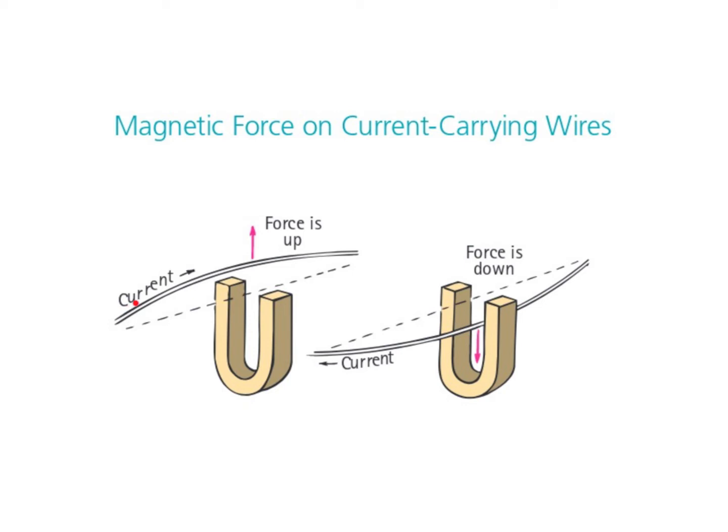Now, the other thing that's being shown in this figure, and it's a pretty important idea here, is that if the force is up with the current going one direction, if you reverse the current so that the current is going in the other direction, the force will also be in the opposite direction. So here, the current's going to the right and the force is up. In the other part of the picture, the current is going to the left and the force is down. It's opposite when the current reverses itself.